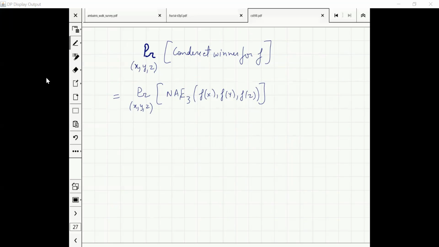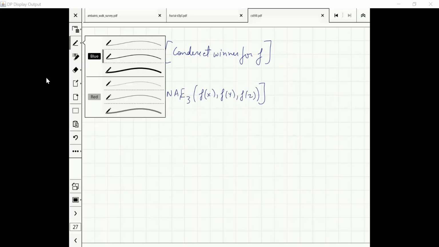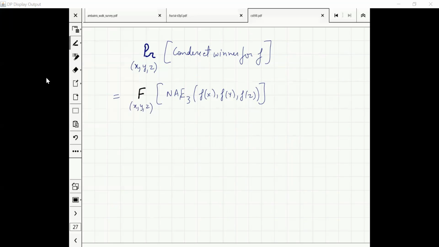What should I change? What have I written wrong here? Expectation. Yes, thank you. The correct thing is expectation, because NAE3 of fx, fy, fz is exactly the indicator of whether I got a Condorcet winner for f or not. Good. Okay, now you tell me, what should I do next?